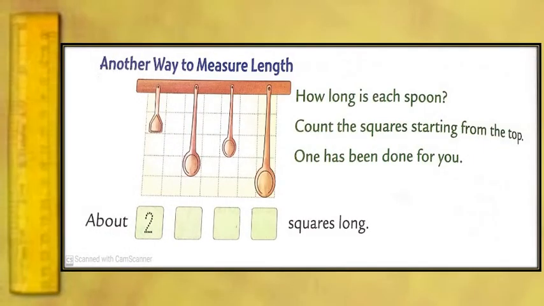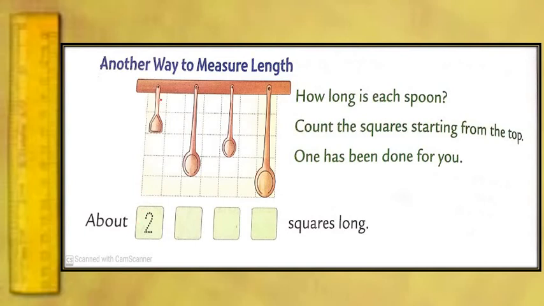Another way to measure length. How long is each spoon? Count the squares starting from the top. Here we have some different size spoons. We have to find out the length of this spoon with the help of these squares. If you observe, one answer is already present there.